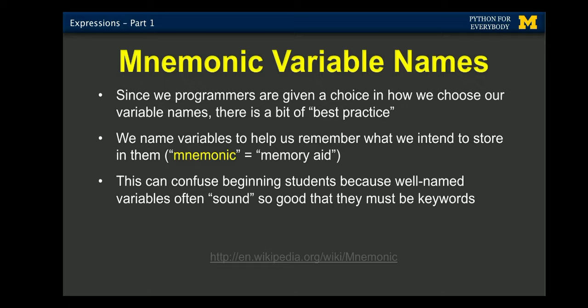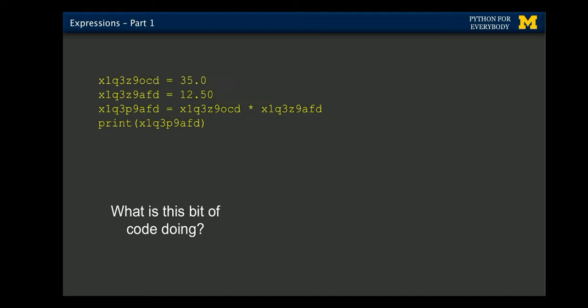What is this bit of code doing? This simple code has a variable name and an assignment. Don't get confused with this XLQ3Z address type of name. It's nothing, it's just a variable name which is going to give you the output exactly as if you named it with a simple variable name. You're just going to get an output of 35.0 times 12.50, exactly the same.